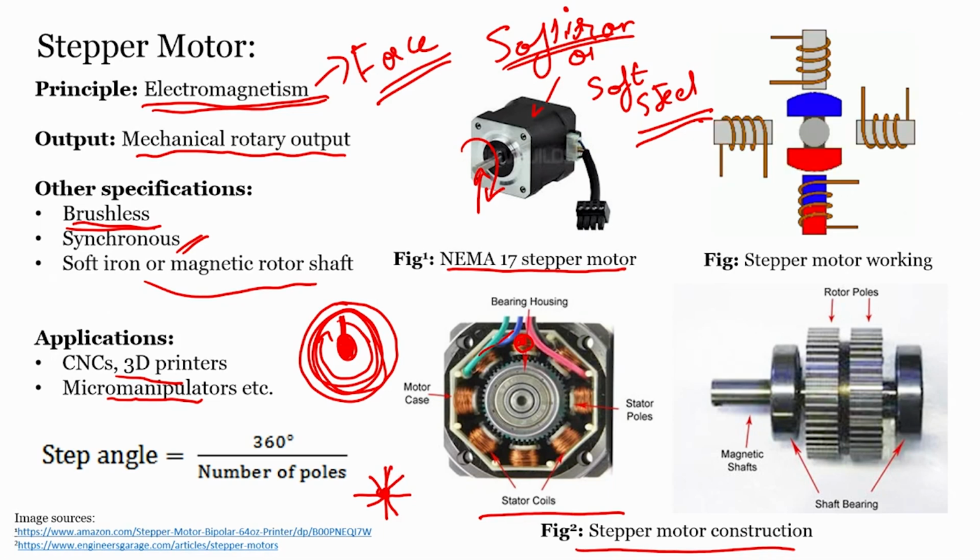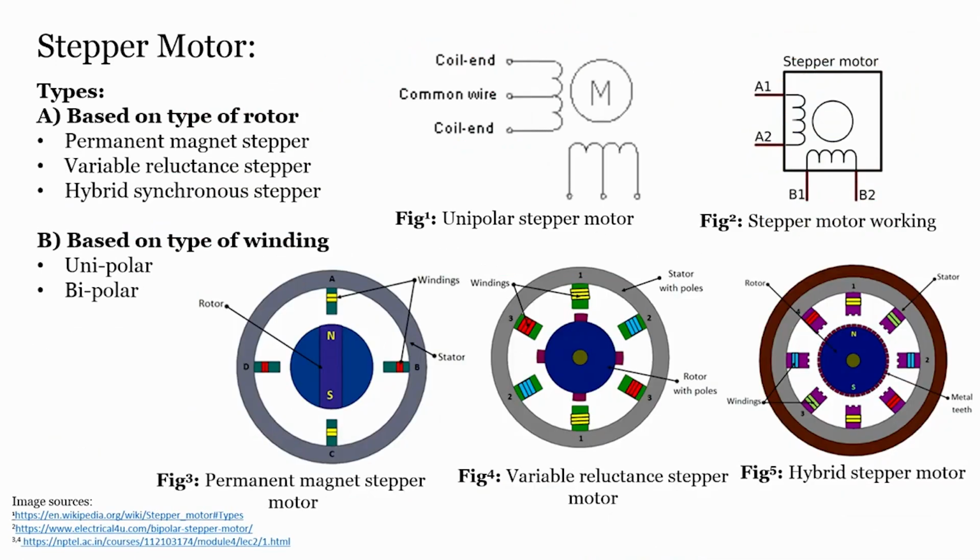Now before going further, I will go to the next slide where I will show you different types of stepper motors. There are different types of stepper motor, and we classify them based on the type of the rotor. Based on the type of the rotor, we can classify them as permanent magnet stepper motor, variable reluctance stepper, and hybrid synchronous stepper. What you can see here is the permanent magnet stepper motor.